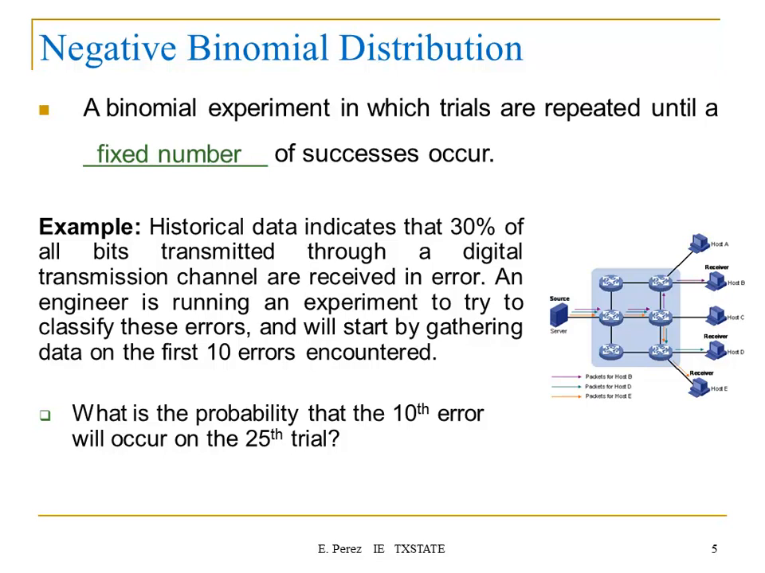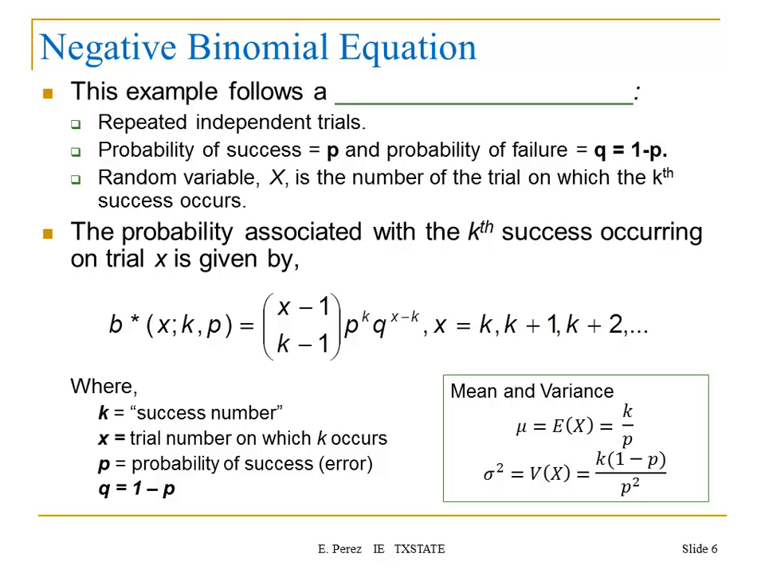So again, we want to find out the probability of finding X number of successes in a specific number of trials. That's the negative binomial distribution. This example follows the negative binomial distribution. Again, we have repeated independent trials. The probability of success is P, and the probability of failure is 1 minus P, which is the complement of the probability.